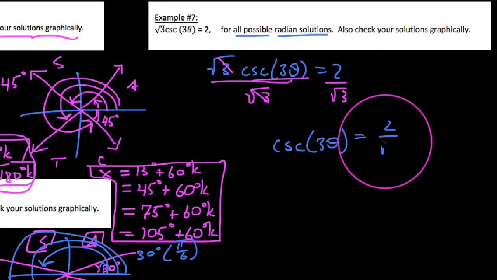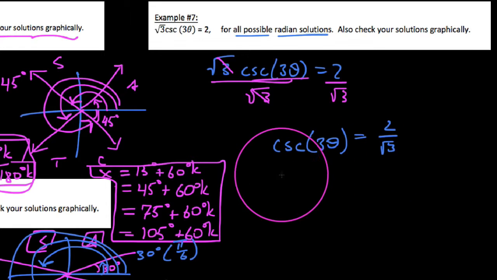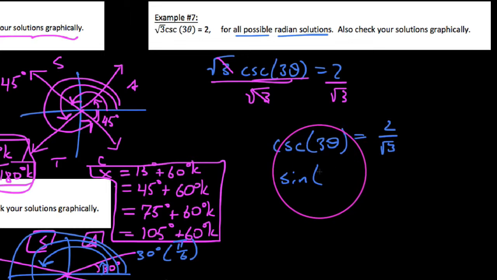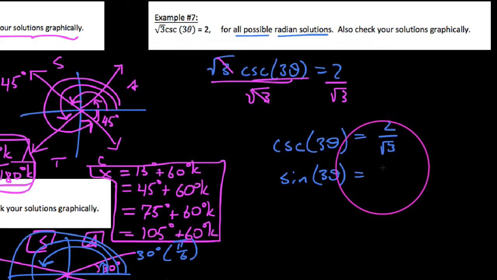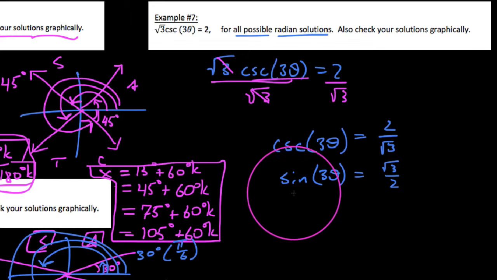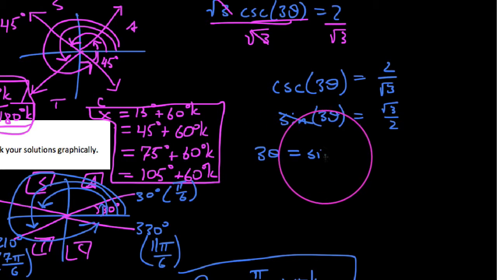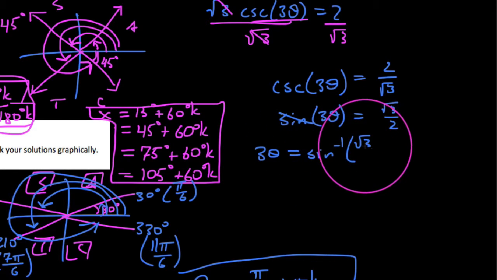Let's leave it as 2 over root 3, because I'm going to use our reciprocal identity. If the cosecant of 3 times an angle is equal to 2 over root 3, then its reciprocal, the sine of 3 times the angle, would be the reciprocal of this. And now that we've got this trig function by itself, we can do the inverse trig function of both sides, which cancels this out, and we just get left with 3 theta. And 3 theta is equal to the sine inverse of root 3 halves.